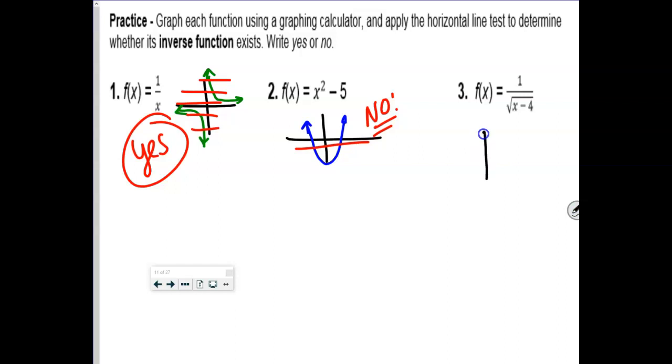And then this next one, I don't expect you guys to know what it looks like off the top of your head. It starts up here and kind of does like this. So what do you think? Yes. That's a yes. I didn't draw it very well, but it does pass the horizontal line test. So some of your homework questions could be as simple as that. Does the inverse function exist?